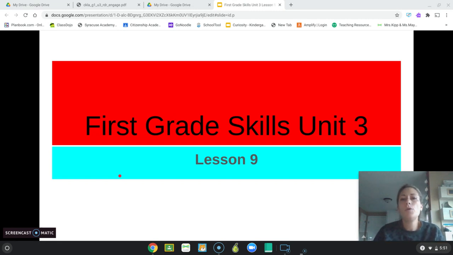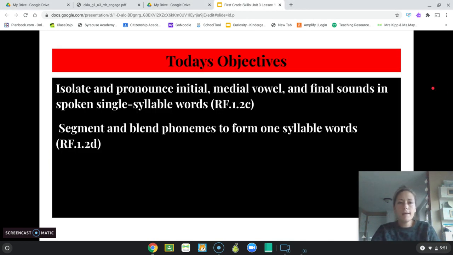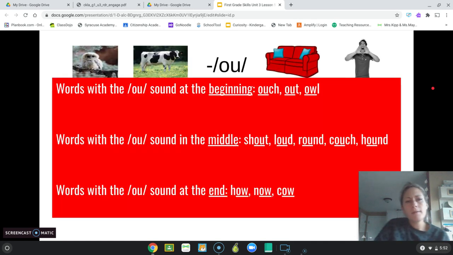And today we are doing First Grade Skills Unit 3, Lesson 9. We are already on Lesson 9. Our objectives today are to isolate and pronounce initial, medial vowel, and final sounds in spoken single syllable words. We are also going to segment and blend phonemes to form one syllable words. So today we are looking at words that have the ow sound in them.